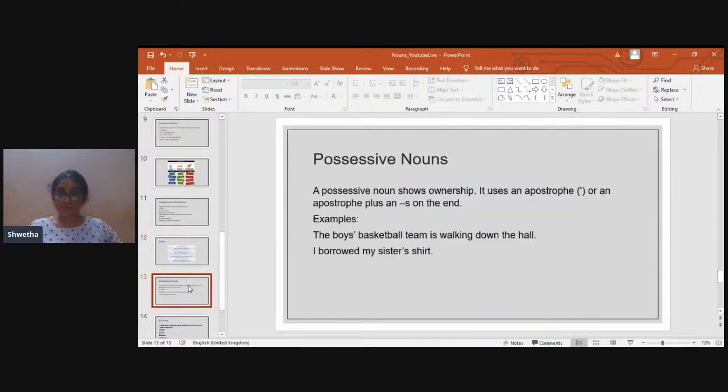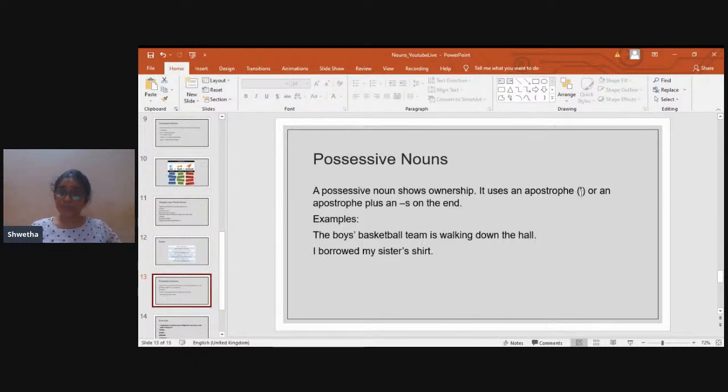Possessive nouns. What is possessive? We see this word being used often. Such a possessive person. Possessive means you're very jealous, you want ownership over something or someone. Now, what is a possessive noun? It shows ownership. Shweta's laptop. It is not just anybody's laptop, it is Shweta's laptop. The apostrophe S shows the ownership. A possessive noun shows ownership.